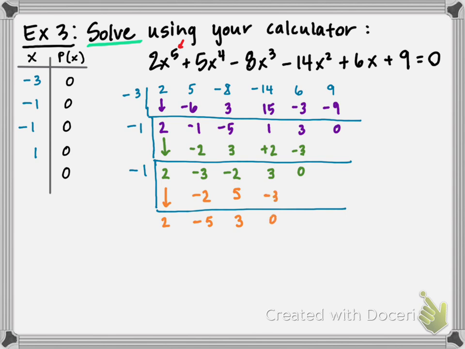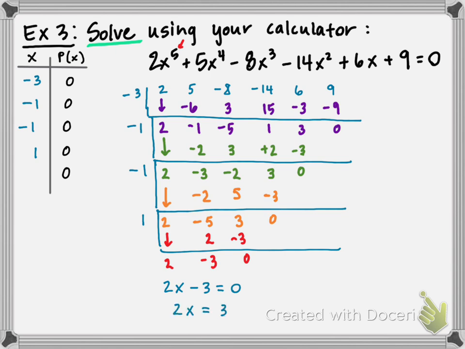The remainder is 0. Last but not least, we have our 4th zero to divide out. That zero is positive 1. So then, we're left with 2, drop. So 2 times 1 is 2. The sum is negative 3. The product is negative 3. The sum is 0. So we're left with a factor of 2x minus 3, and this is equal to 0. Now solve that for your last zero. Well, you get 2x is equal to 3, so x is 3 halves. And that's what goes up here, 3 halves.